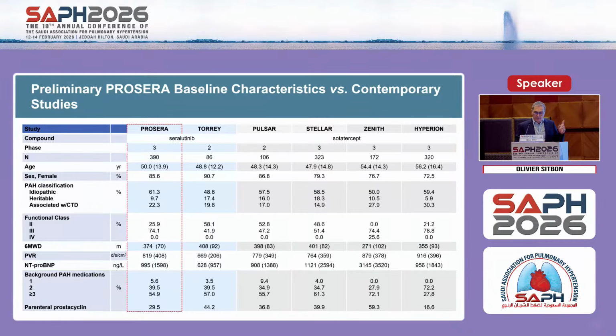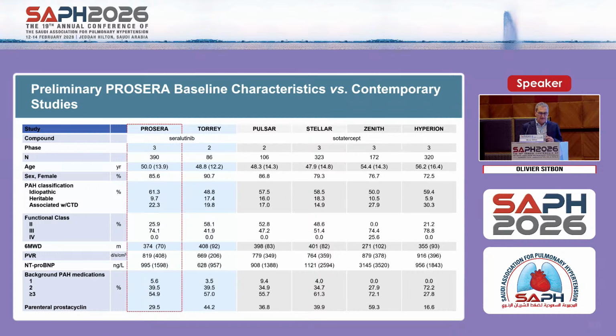And this is, if you don't know those data, the baseline characteristics of the patients enrolled in ProSERA. In ProSERA, we enrolled 390 patients. Mean age was 50, a majority of females, with a distribution in PAH classification showing a majority of idiopathic forms of PAH. And interestingly, look at the distribution of the functional class. We had 74% in functional class 3 and only 25% of patients in functional class 2.